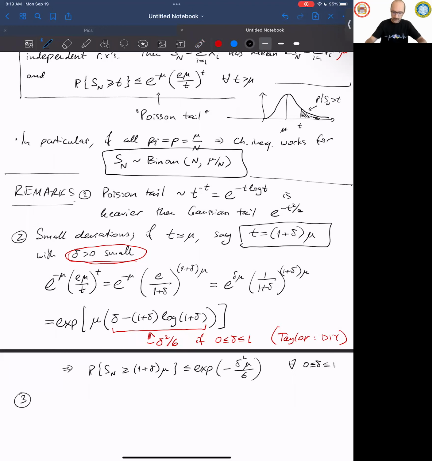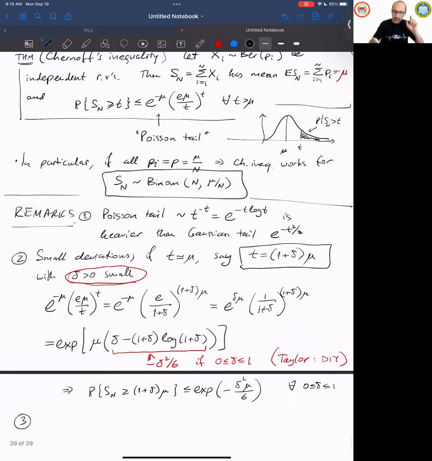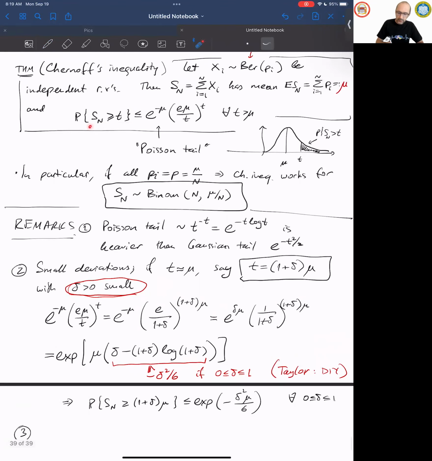Good. Okay. Chernoff's inequality only gives you a one-sided tail. Only this tail right there.